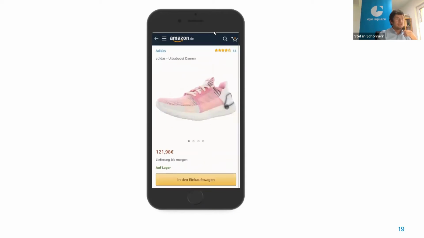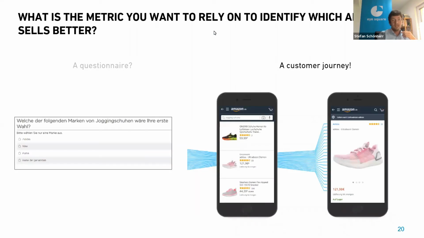And the best thing is we can measure all these things respondents are doing in this situation. And that's why we would say, it's of course your decision, but the better way to measure buying intention is the customer journey we provide here.